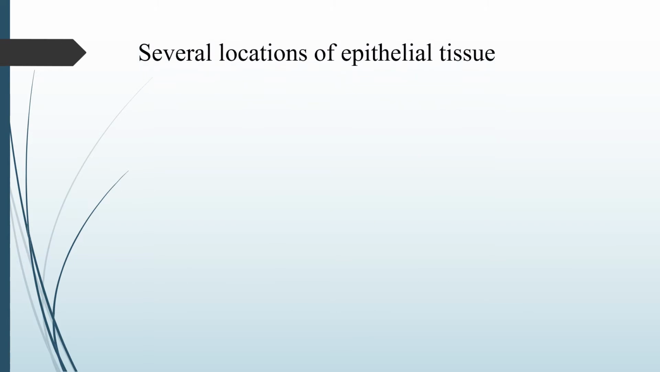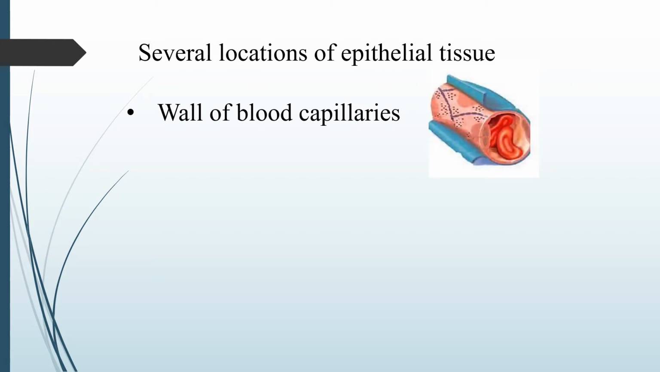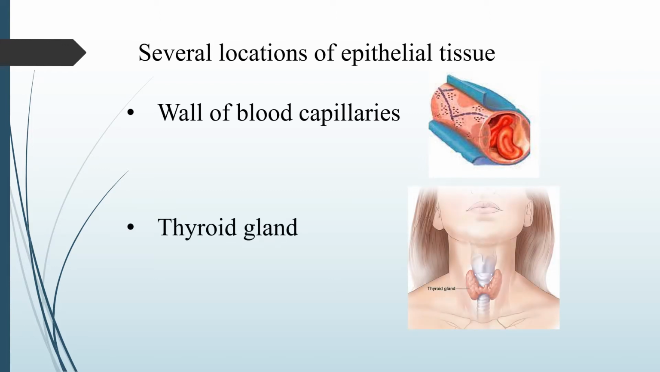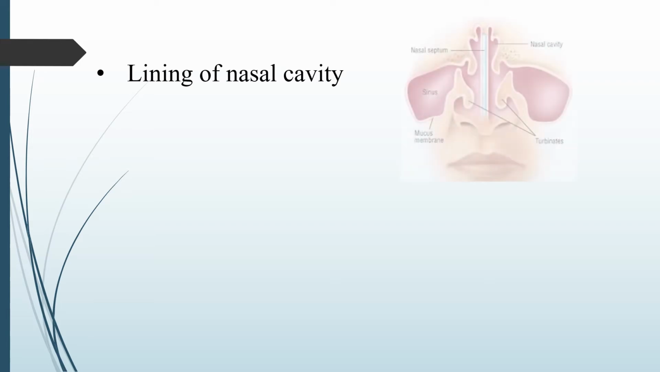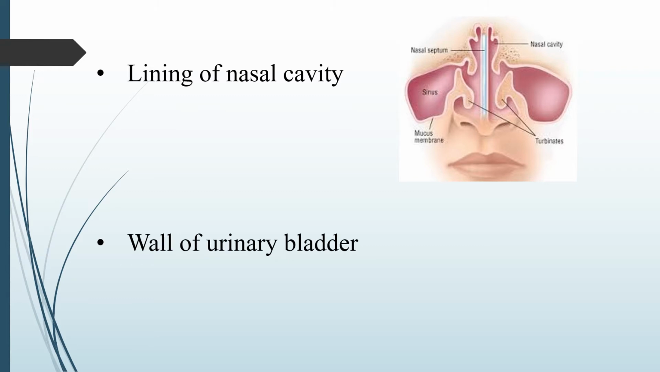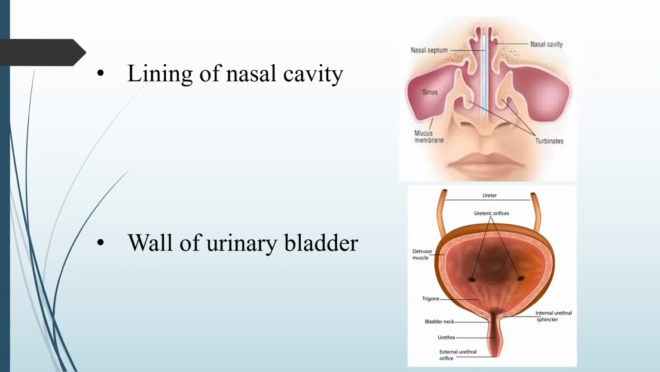Now we will observe the places where the epithelial tissue can be observed. Wall of blood capillaries. In this picture you can observe a blood capillary. In the inner layers of the blood capillaries you can observe this epithelial tissue. And also the thyroid gland is composed of epithelial tissue. The lining of the nasal cavity is also composed of epithelial tissue. And also the wall of the urinary bladder is composed of epithelial tissue.